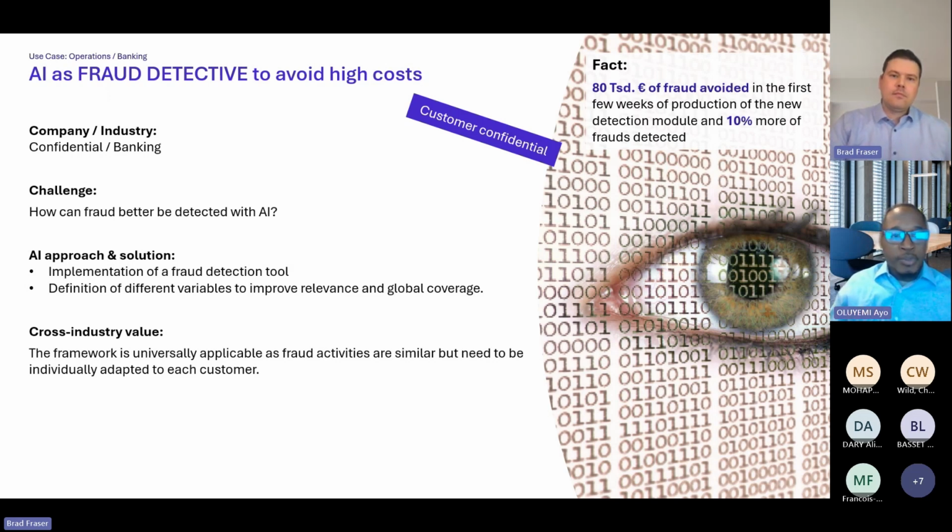While this may sound simple, we learned that data quality is critical. Poor data undermines the tool's effectiveness. Our client saw quick results, preventing 80,000 euros in fraud within the first few weeks and uncovering 10% more fraud overall. Is this applicable to other industries? Again, absolutely. While fraud patterns may differ, the framework can be customized to fit the needs of any client.